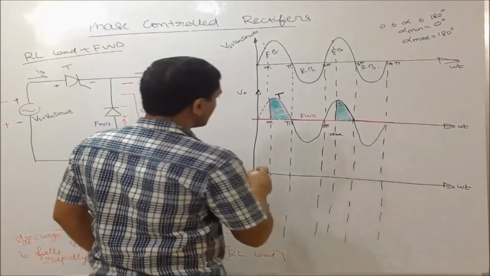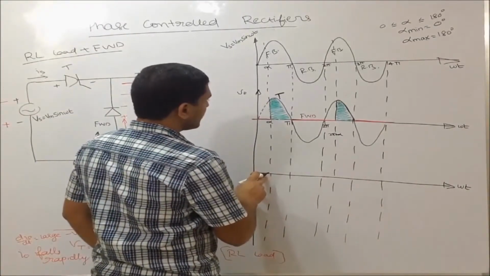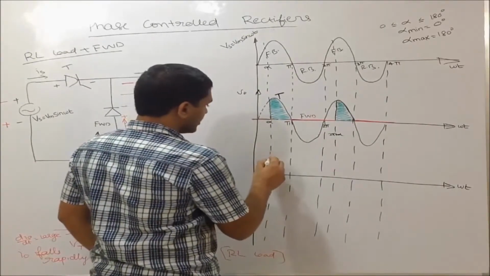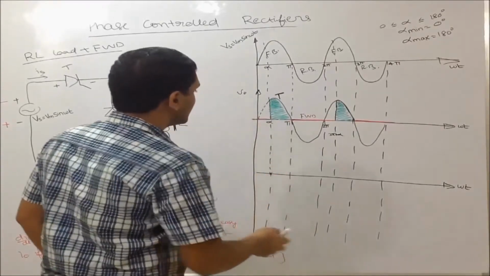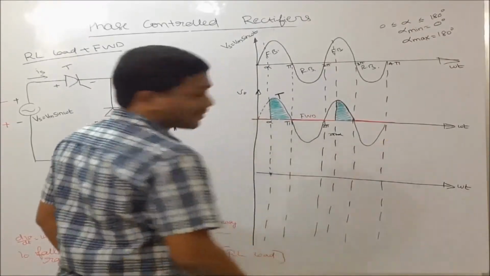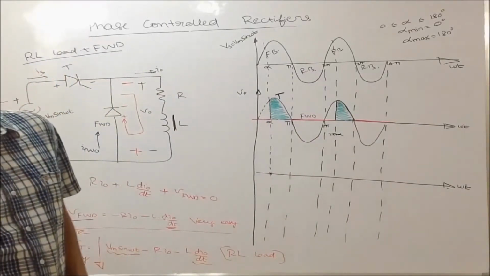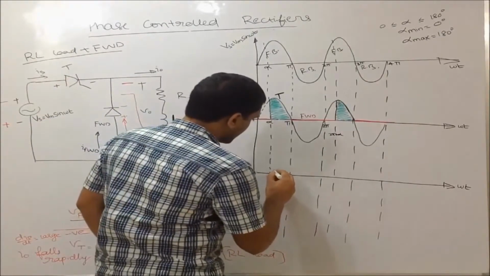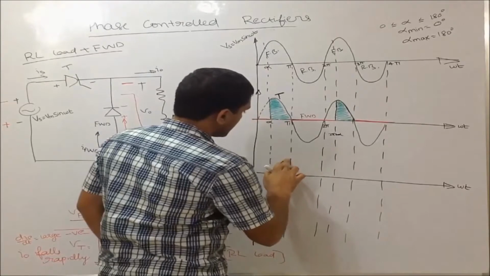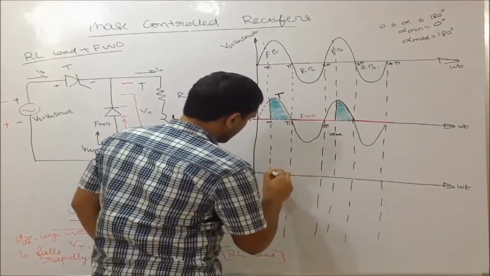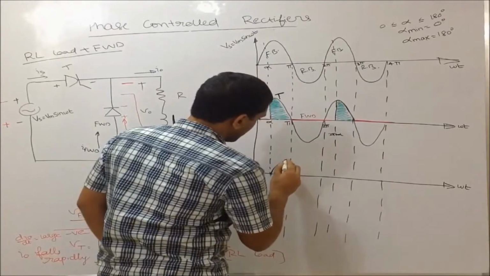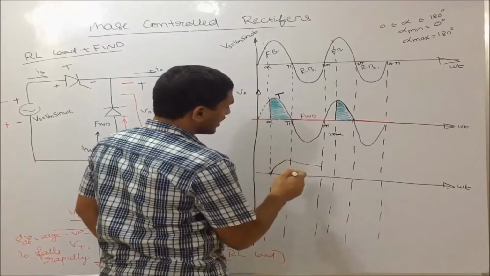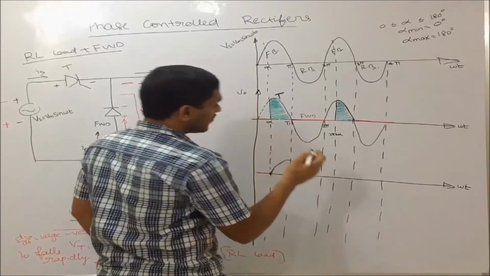Initially we have assumed the current as 0, so we will start from this point. Initial current is 0, but initial current may exist after 2 to 3 cycles. Now what happens? The current starts rising, and then it starts falling. It falls very slowly because of the freewheeling action.